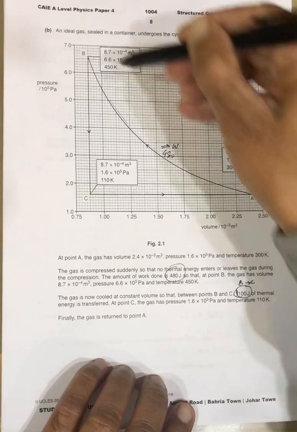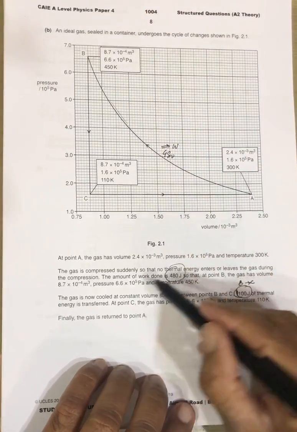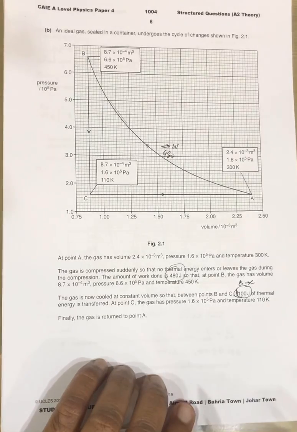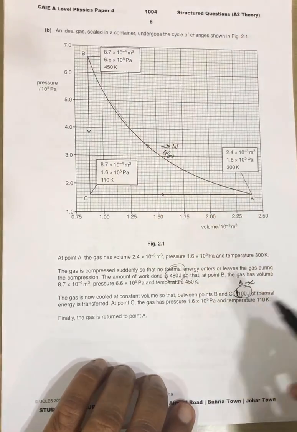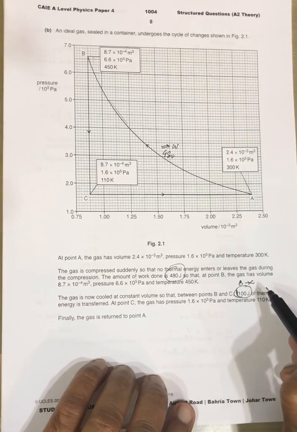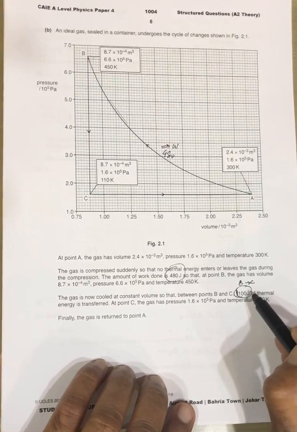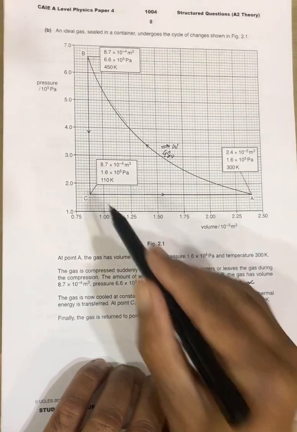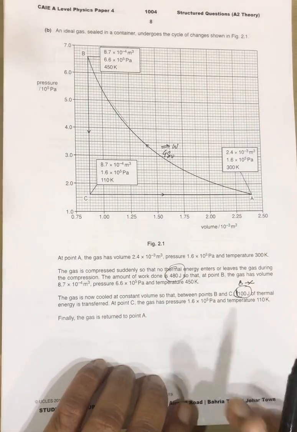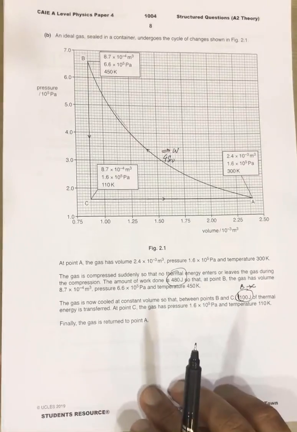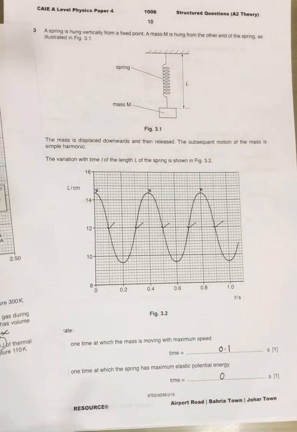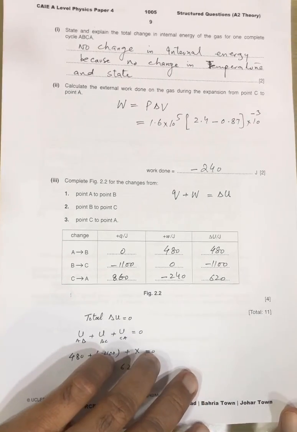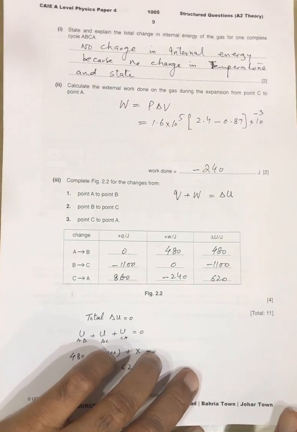Look, from A to B, the amount of work done is 480. And from B to C, how much energy is transferred? 1100 joule. And then C to A, look, work is done by the gas. Now the question is, state and explain the total change in the internal energy of the gas for one complete cycle.